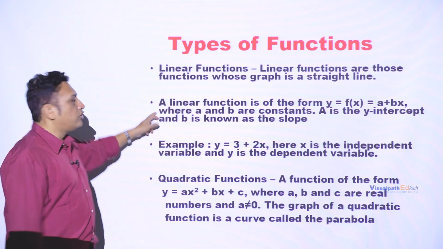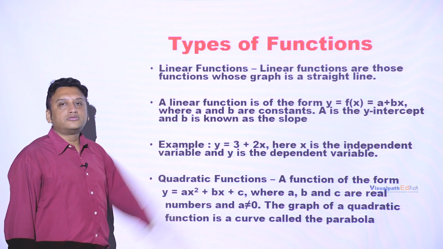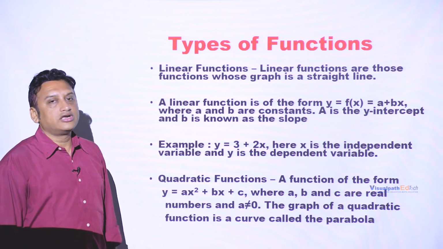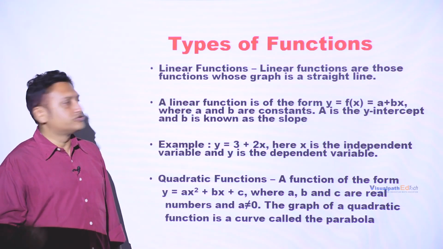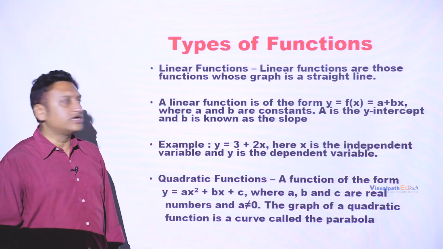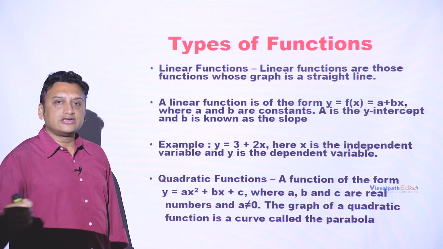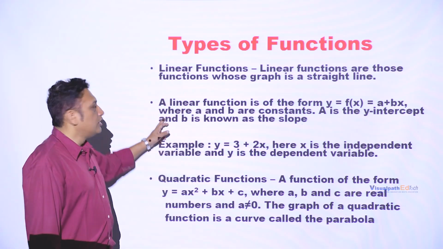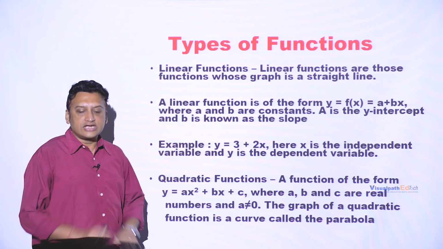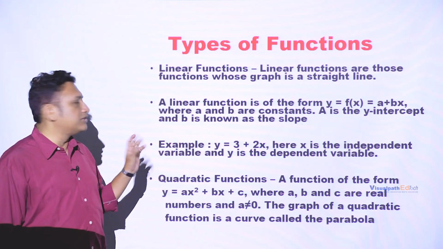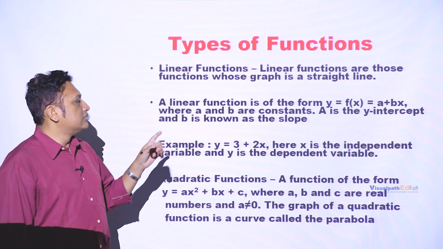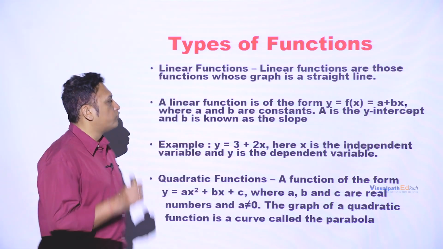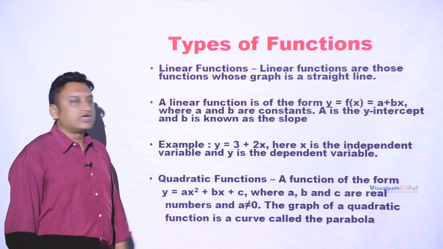Okay. All linear functions are of the form y is equal to a plus bx. Y can also be symbolically represented as f of x. So, either we write y is equal to a plus bx, or we write f of x is equal to a plus bx. That is the form of a linear function, where a and b are constants. They are any real numbers. Okay. A and b are constants, and a will be small letter a, not capital. A is the y intercept and b is known as the slope.